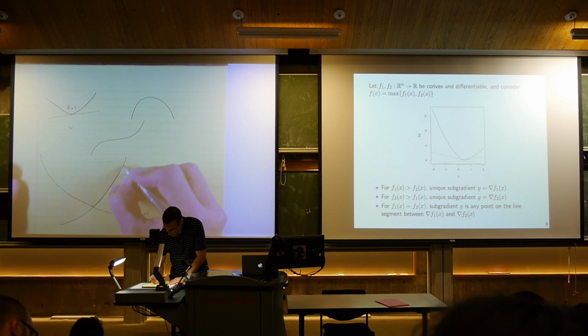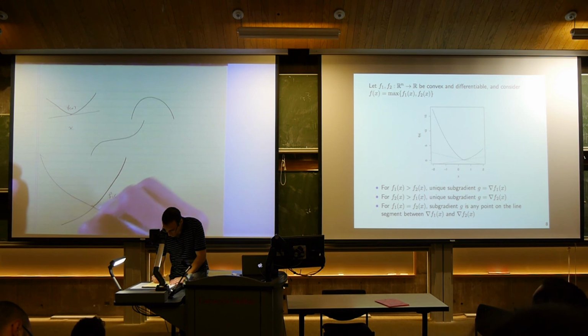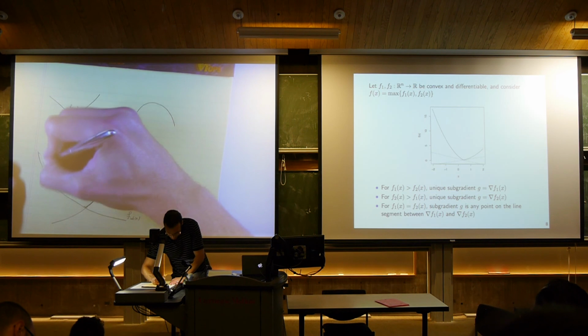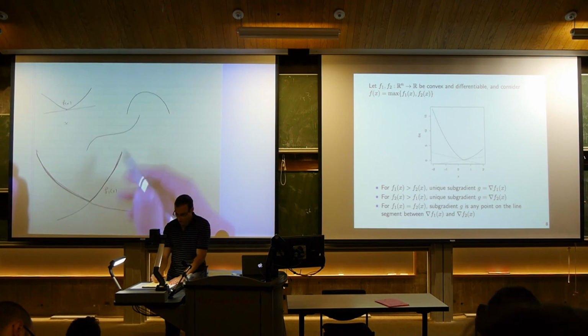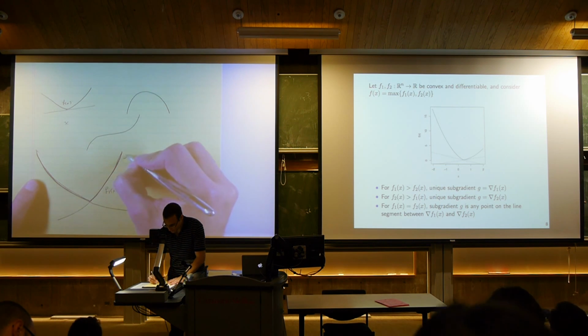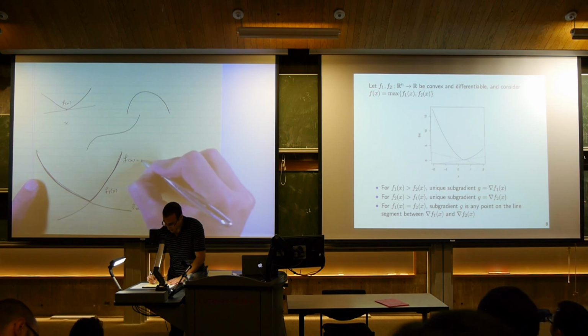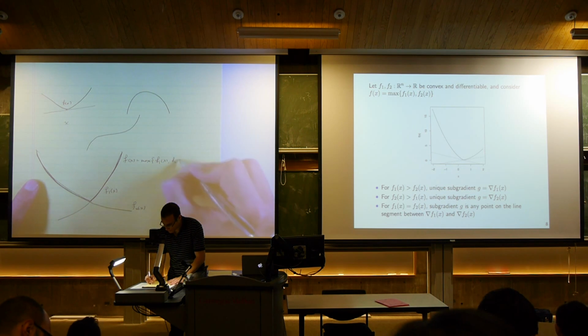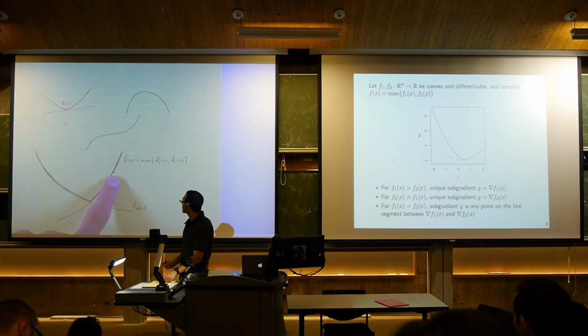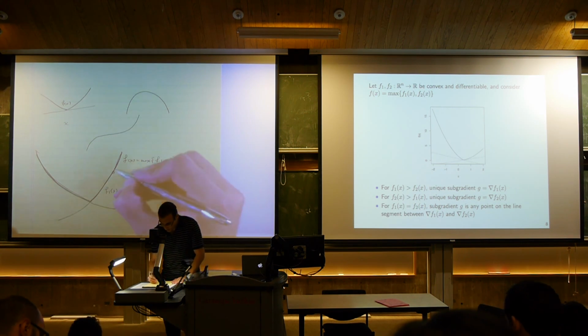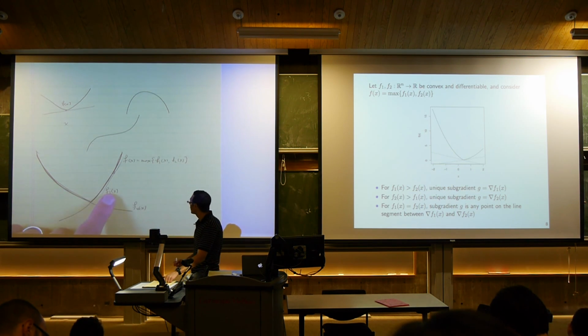And their max is given by this darker function. It's their pointwise max. And now I'm asking you for subgradients of this darker function, which is f, which is the max of f1 of x and f2 of x. So out here, if f1 of x is strictly larger than f2 of x, then subgradients are just given by the gradient of f1. That's kind of intuitive.